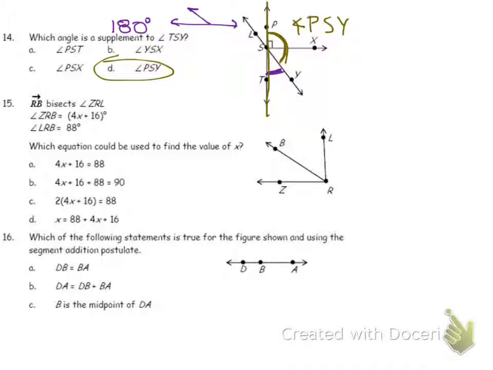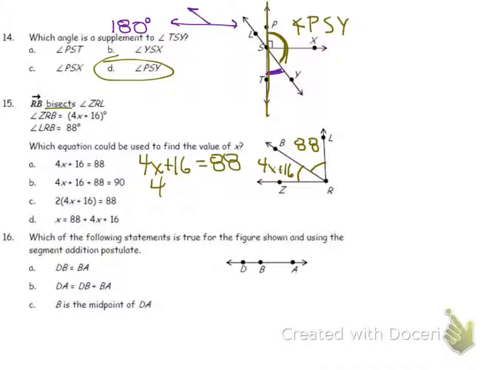Number 15, we're given that RB bisects. There's that word bisects again. That means these two angles are the same. So I'm going to say ZRB is 4x plus 16 and LRB is 88. Since they're equal, we can solve.